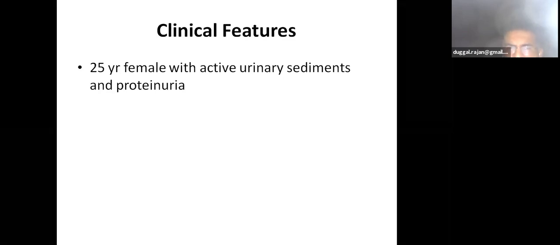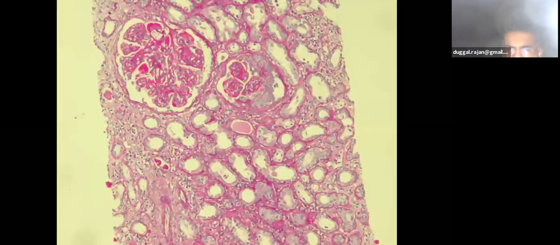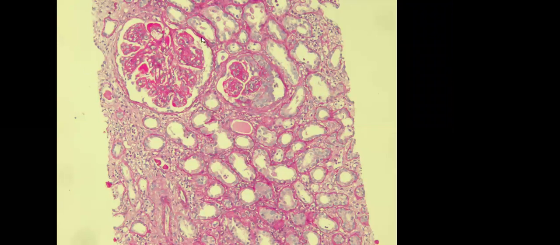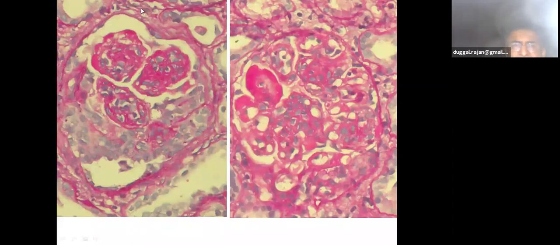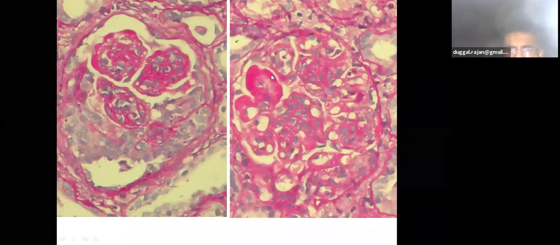So we come to the next case, a 25-year-old female with active urinary sediments and proteinuria. So this is the morphology. You can see a PAS stain here. You can see these glomeruli. They have got a lobular accentuation. So these glomeruli have lobular accentuation. There is a high magnification which shows some massive kind of deposit which is there. And then there is something here.